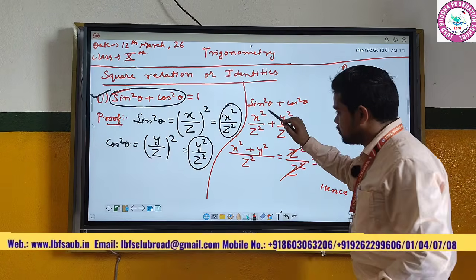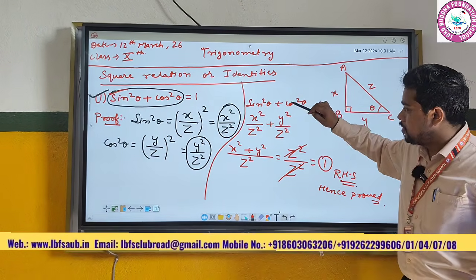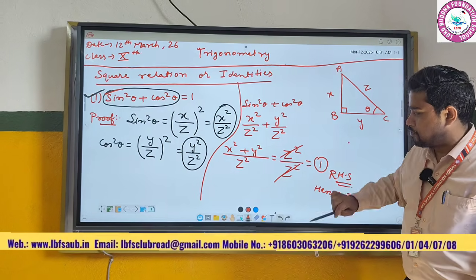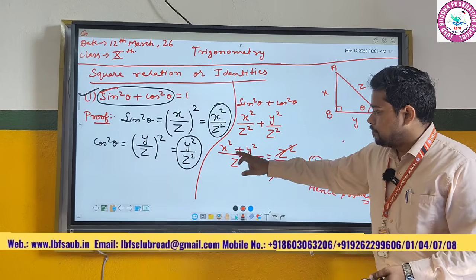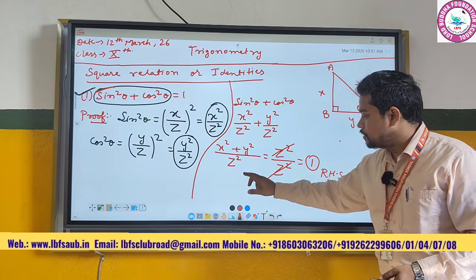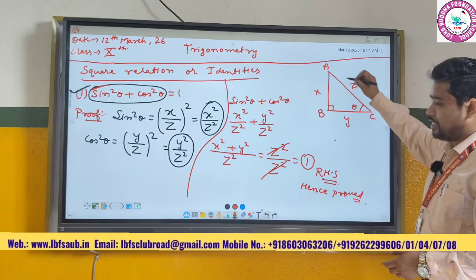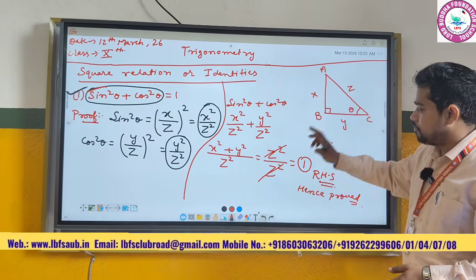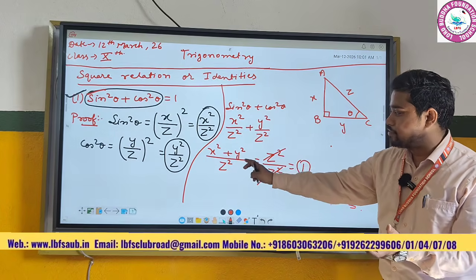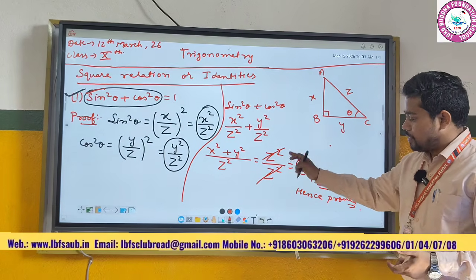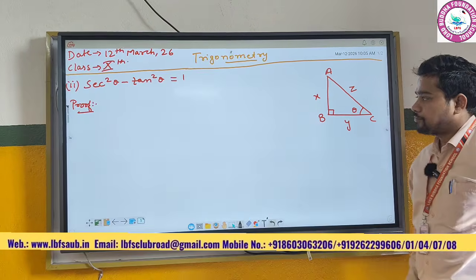Okay, the value of sin square is x square upon z square, cos square is y square upon z square. So we can solve it by x square plus y square upon z square. The value of x square plus y square from Pythagoras theorem will be z square. So we can write it x square plus y square as z square. So z square upon z square will be equal to 1.